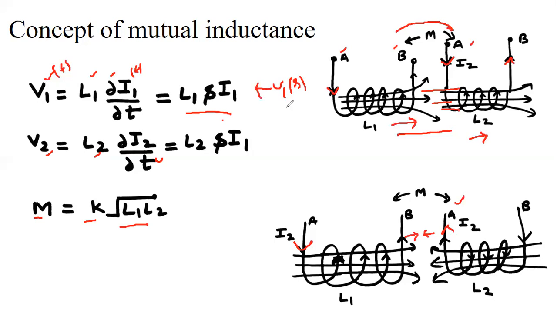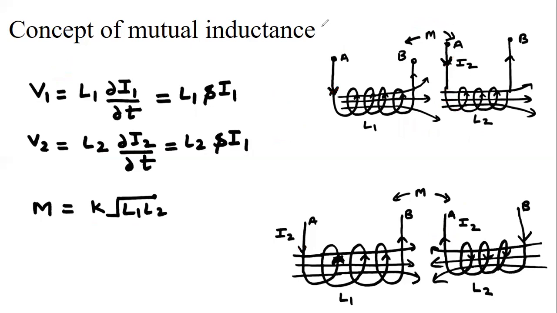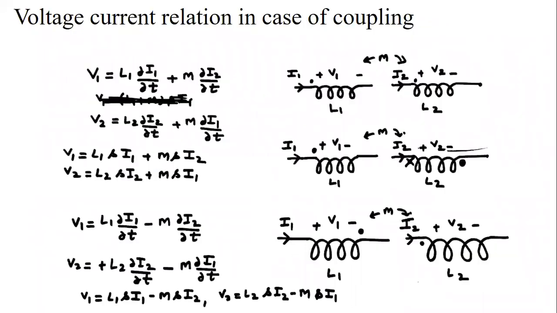We are assuming that their initial conditions are 0, and this is the equation L2S I1 in the frequency domain, and this is equivalent to the value of B2 into S. Okay, so that is the value of B1S and B2S. Now see voltage and current in case of coupling.